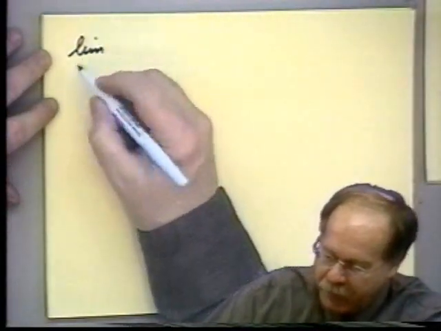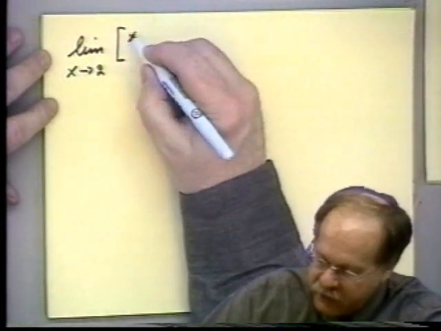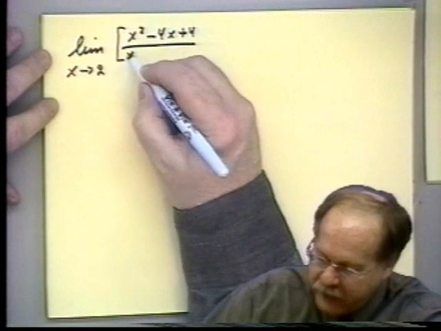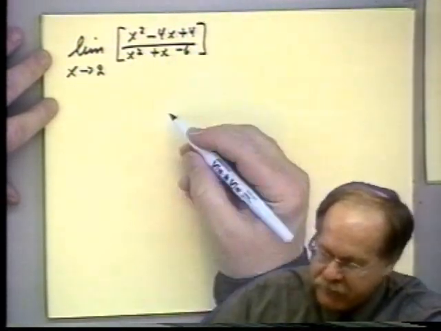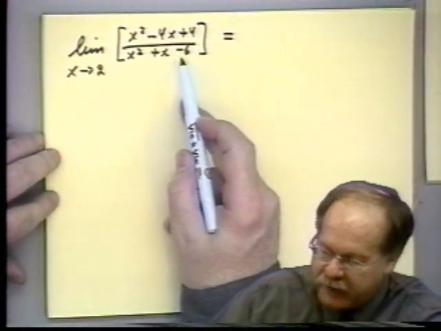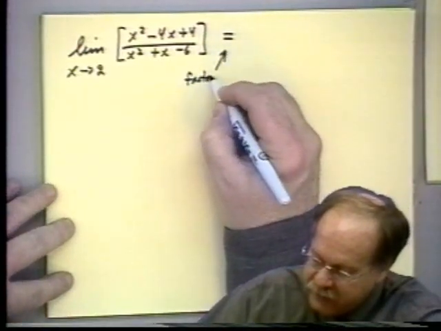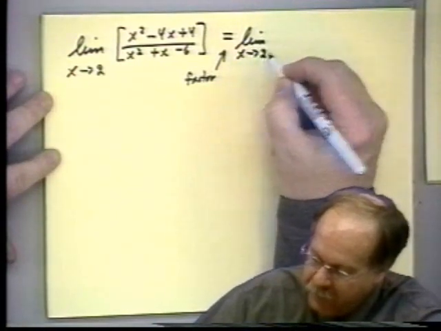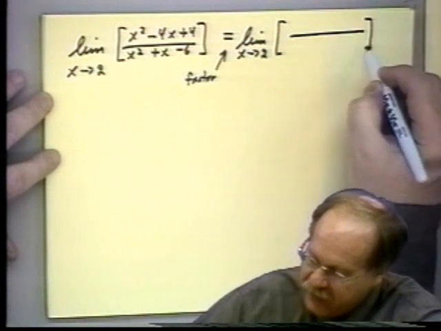So here's the limit as x approaches 2 of this function, x squared minus 4x plus 4 over x squared plus x minus 6. Well, the first thing I'm going to try, because it looks possible on the top and the bottom, is I'm going to factor. That seems to be a reasonable technique at this point, so let me give that a try. And factoring, of course, doesn't always work, but when it does, it makes things nice.